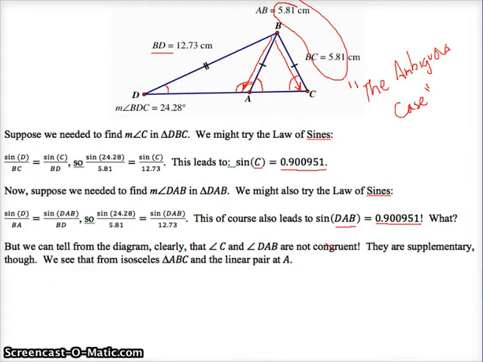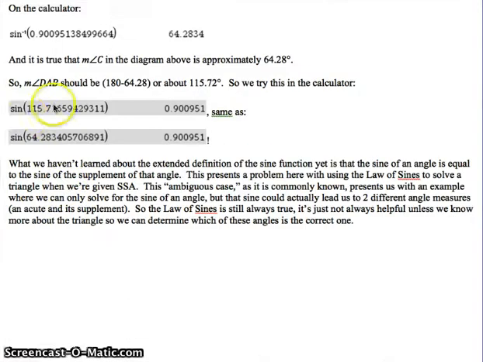The supplement to that is 115 point whatever. If you take the sine of that, you get the same thing. So both, and you can try this on your calculator, both of those angles will give you the same sine. So that's the problem. We can kind of use that to our advantage sometimes, and again, that's the thing I'm kind of sick of making level 4 questions about.